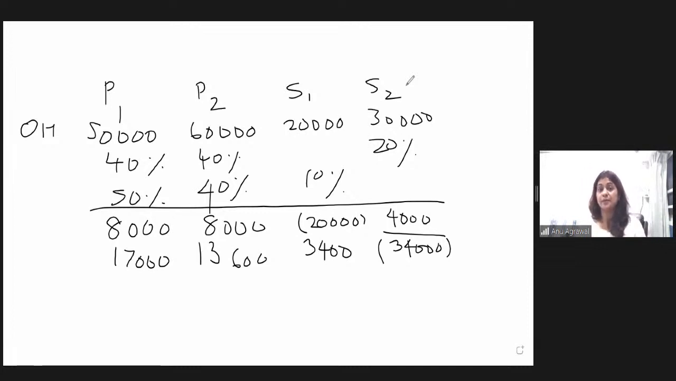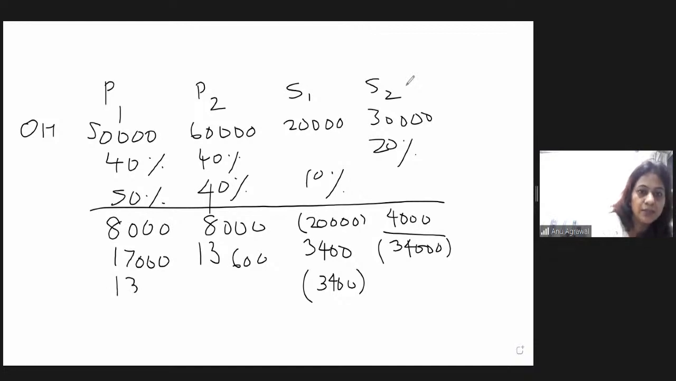Yes, I divided. Now you can see there is an expenditure on S1, so I again divide this. Okay, so let me divide it. 3,400 into 40%, 1360.